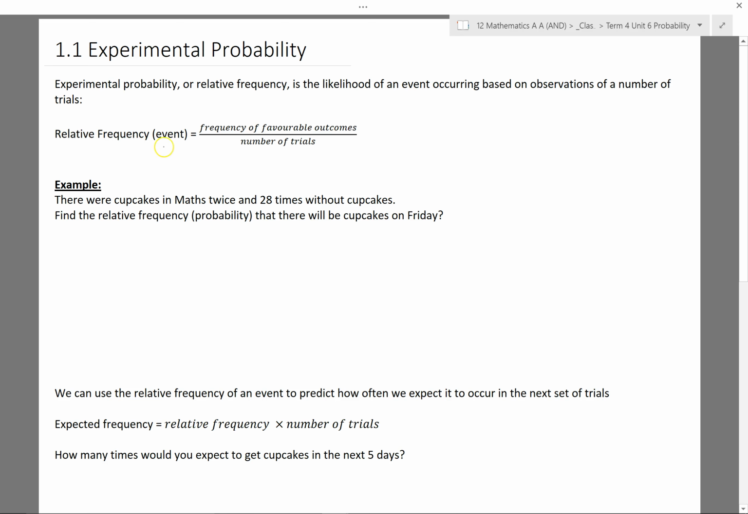And we'll find the relative frequency of an event, say flipping a head, which would be the frequency of favorable outcomes, so basically how often the event occurs, divided by the number of trials, which is, I guess, the number of experiments that we observe.